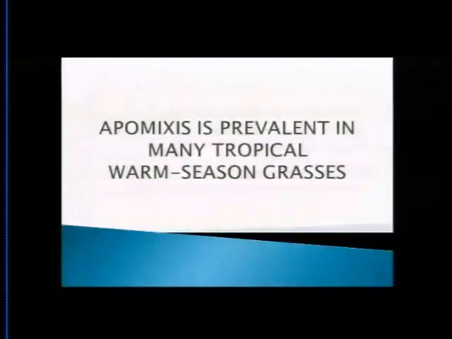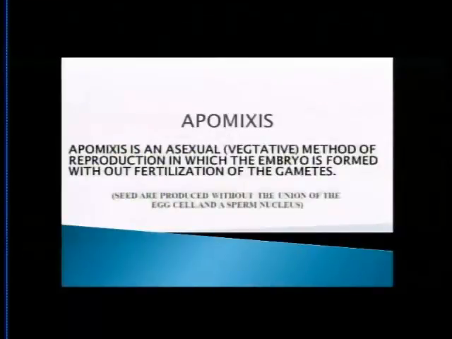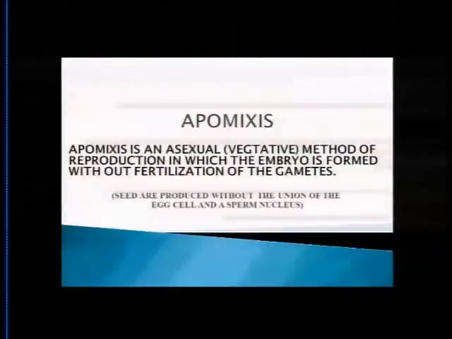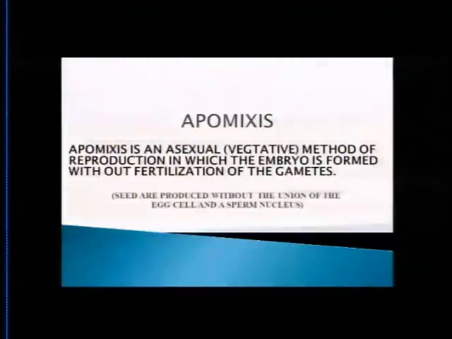Now, as I indicated, apomixis is prevalent within many tropical warm season grasses. You might say, what is apomixis? Several of you put your hands up, and a good number of you know what it is. It's an asexual or vegetative method of reproduction in which the embryo in the embryo sac is formed without fertilization of the gametes. In other words, seeds are produced without the union of the egg cell in the embryo sac and the sperm nucleus coming from the pollen.